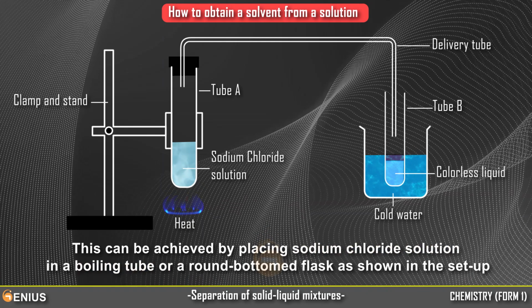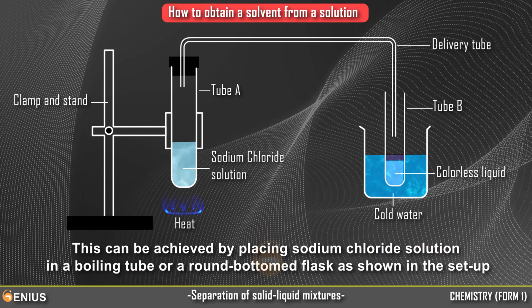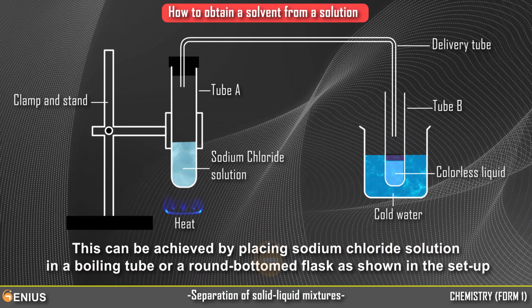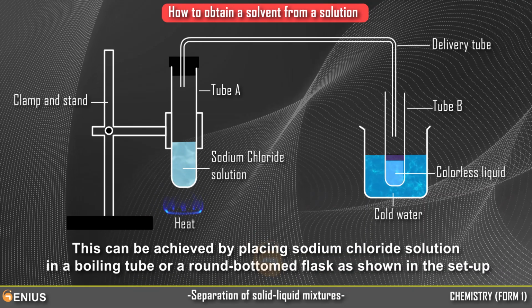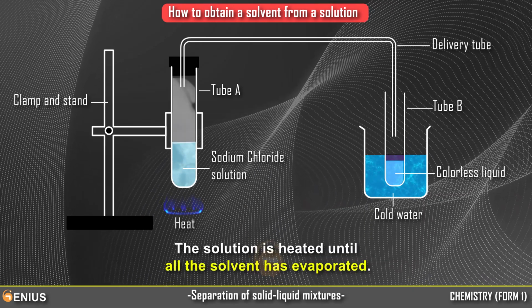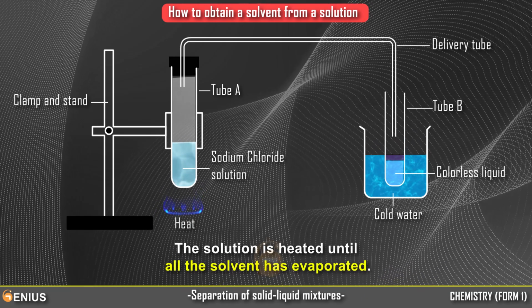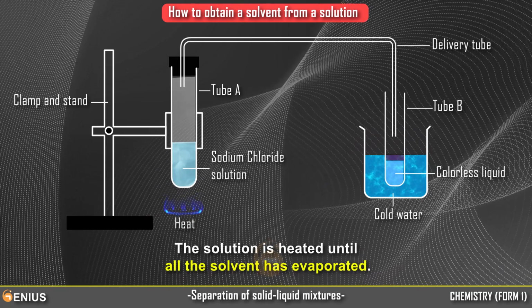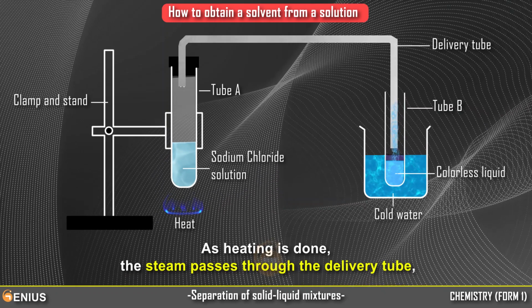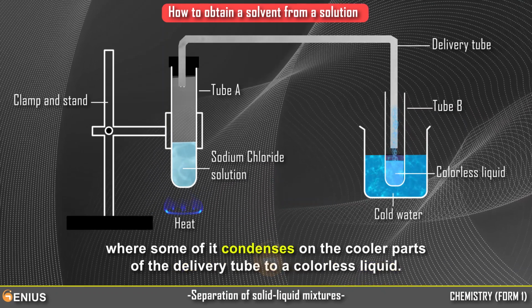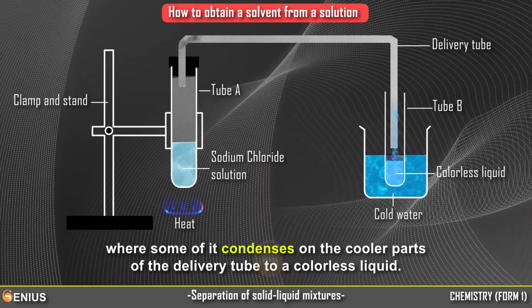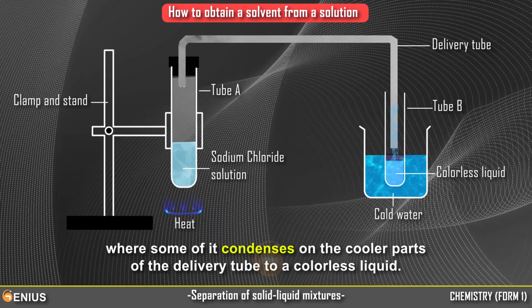This can be achieved by placing sodium chloride solution in a boiling tube or a round-bottomed flask as shown in the setup. The solution is heated until all the solvent has evaporated. As heating is done, the steam passes through the delivery tube, where some condenses on the cooler parts of the tube to a colorless liquid.